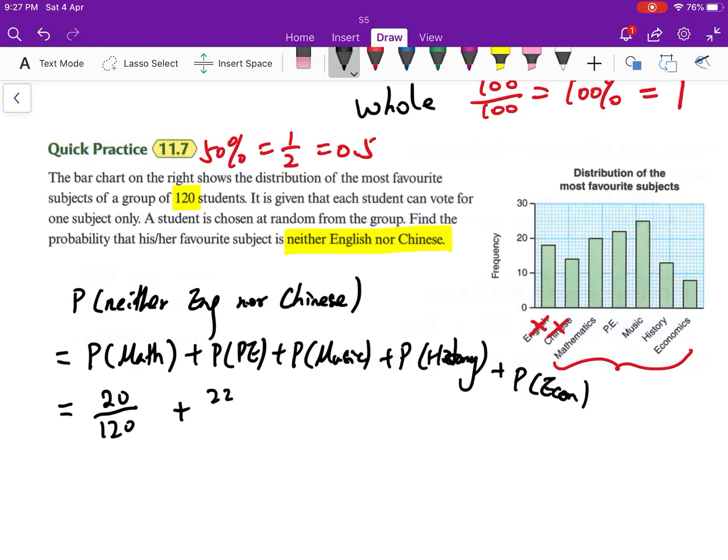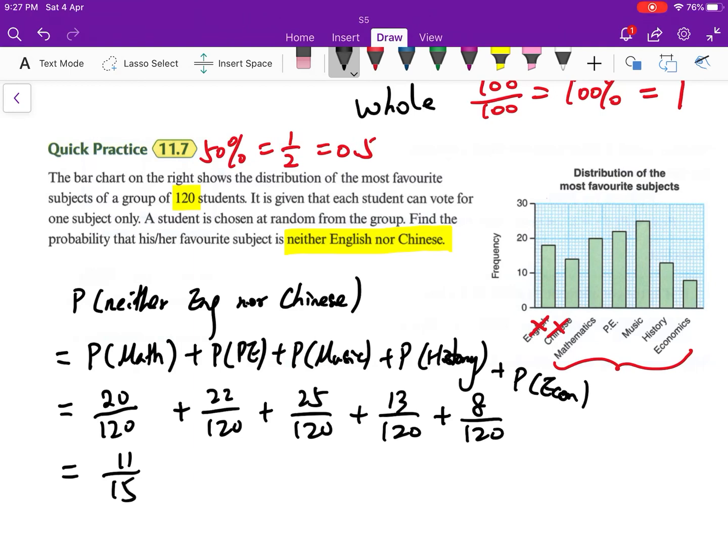PE will be 22. Then music will be 25. Then history is 13. Then economy, okay, economy will be 8. So adding together, you can find the final answer, okay. It will be, remember, simplify, okay. Last lesson I told you, 11 out of 15. So this is one of the methods. Method 1, calculate the event that you want, okay.